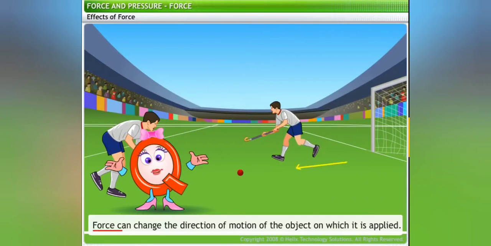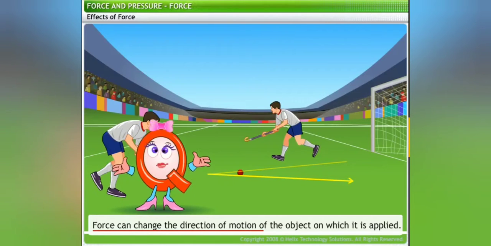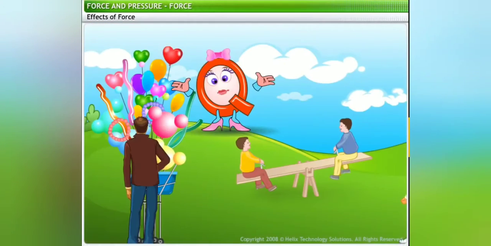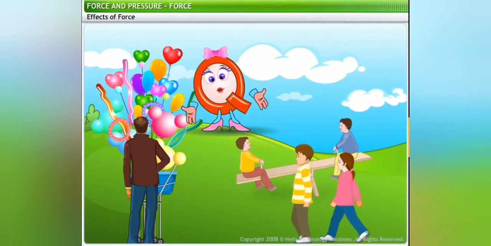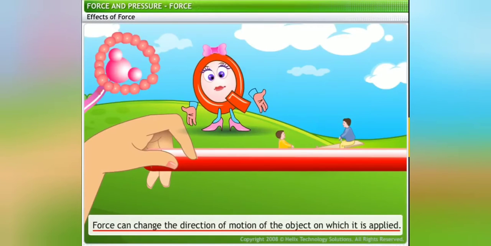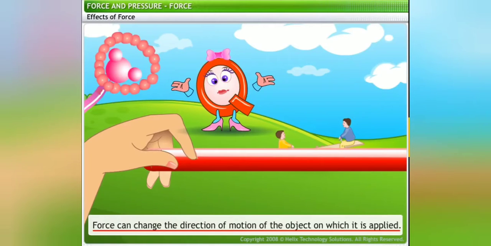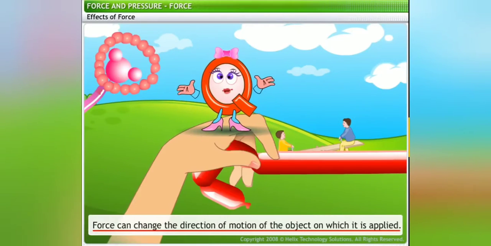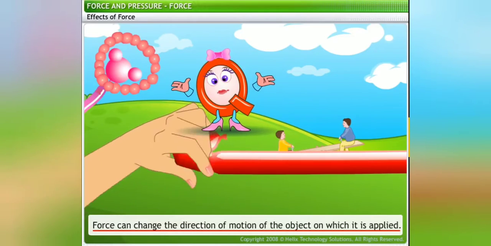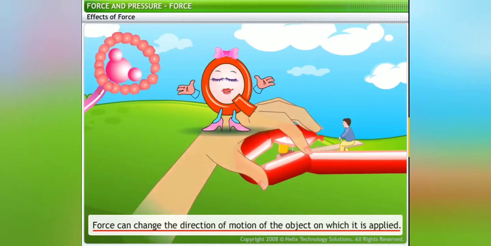You can say a force can change the direction of motion of the object on which it is applied. Now, let's look at what James and Tina are up to. Hey, those are some interesting shapes. Yeah, let's see how he does it. Look at how the balloon vendor is blowing the balloons and then squeezing them to make funny shapes. He changes the shape of the balloon by applying force at different points on the balloon.